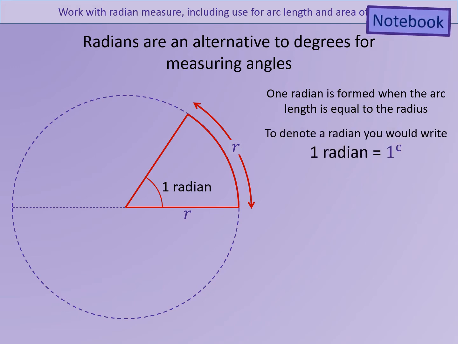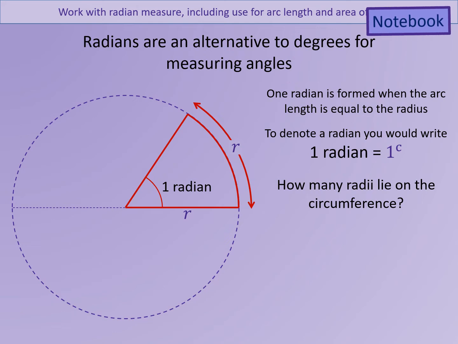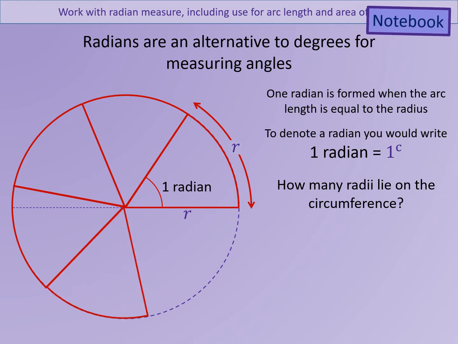The symbol for radian is a small letter c. The c stands for circular measure. We want to consider how many radians would fit into a full turn, or how many of these radii we could fit around the circumference. By inspection, we can see this seems to be a little over 6. We're going to calculate this more accurately.